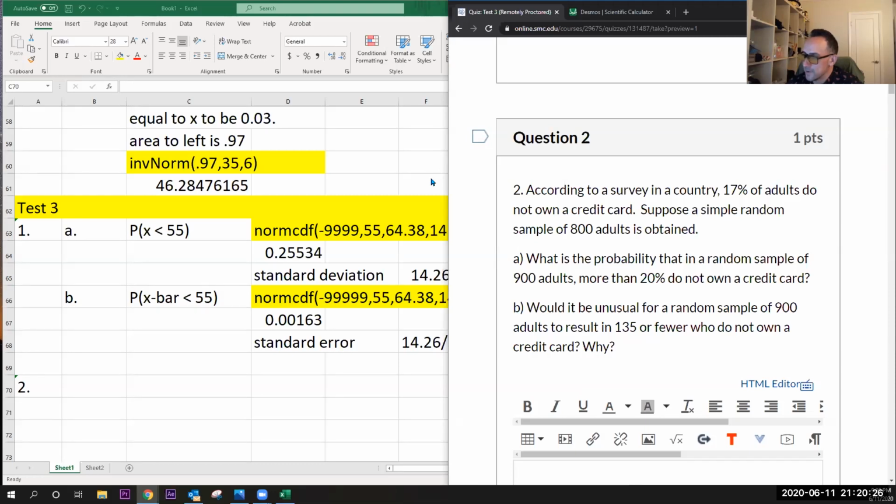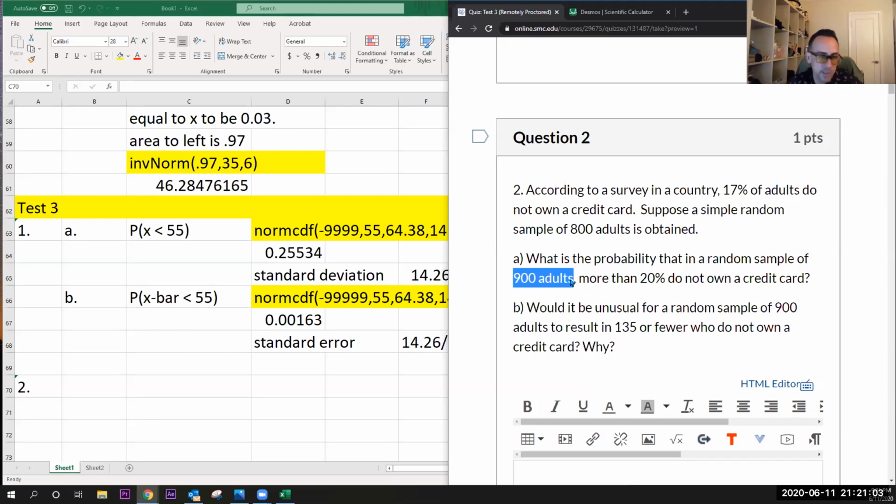Let's see. What does it say? We're looking for a probability, so we're probably going to do norm CDF or binom PDF, but probably not binom PDF. What's the probability that in a random sample of 900 adults, so we have a big sample size, it's sort of like chapter 8, sampling distributions. This is where real inferential statistics happens in chapter 8.